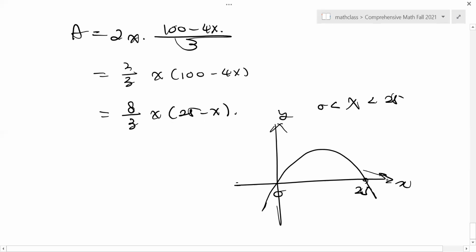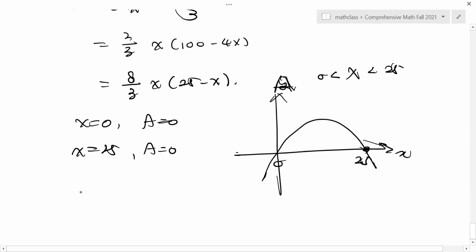So we get the graph. This is the y-axis, this axis. When x equals 0, A is going to be 0. When x equals 25, A equals 0. So between 0 and 25, A is positive, which gives a positive area. The question is for what x you get the maximum area. A has its maximum value only when x is the midpoint of 0 and 25, so 25 over 2.